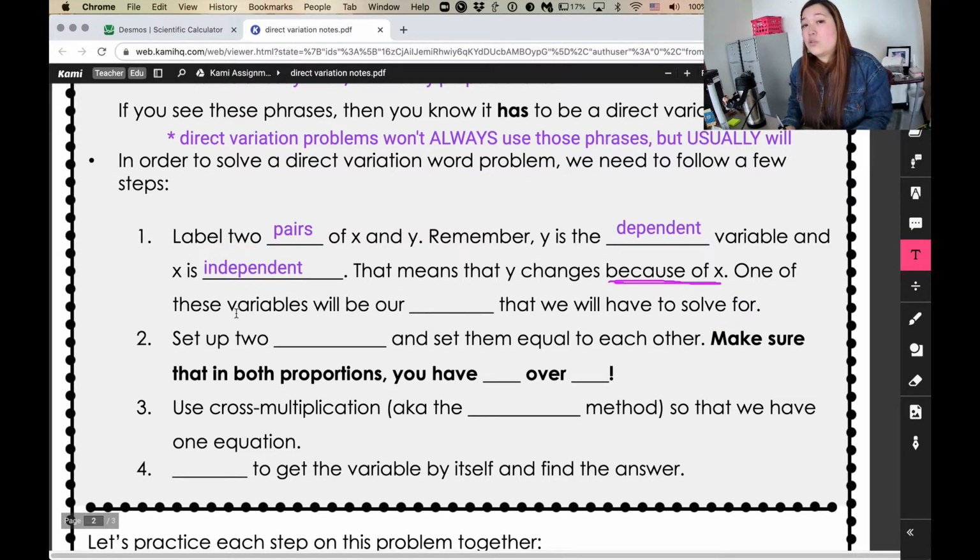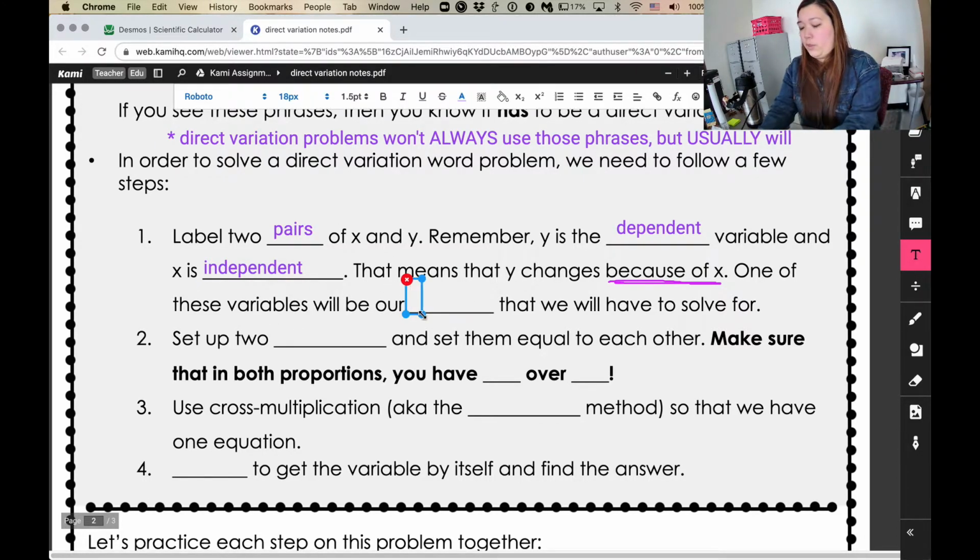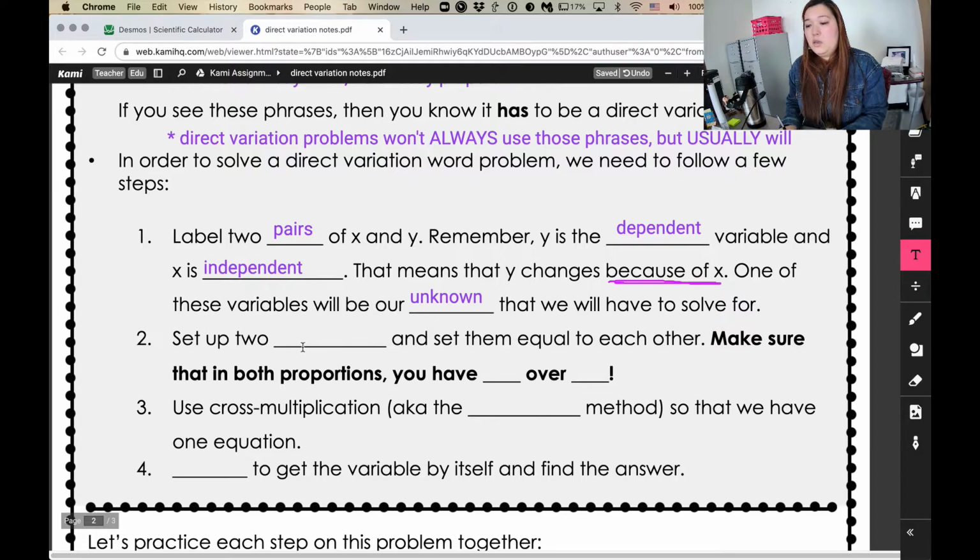So time is usually independent, and then anything else, money, number of push-ups, miles, whatever, that's going to be our dependent variable. One of these variables will be our unknown that we have to solve for, because we will have two pairs of x and y, so we should have two x's and two y's, but one of them will be missing. So we'll be either missing a y or an x, and that's going to be the unknown that we solve for.